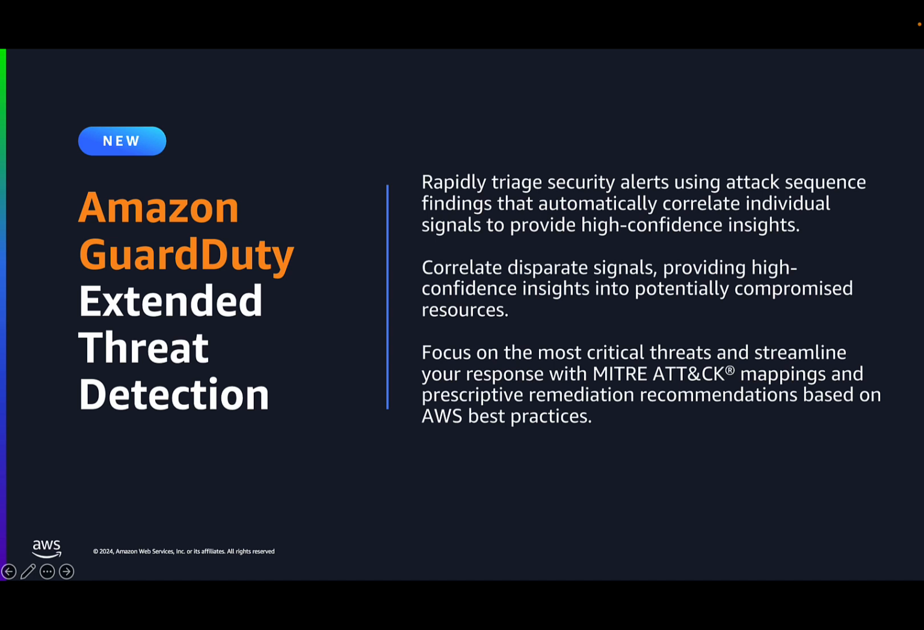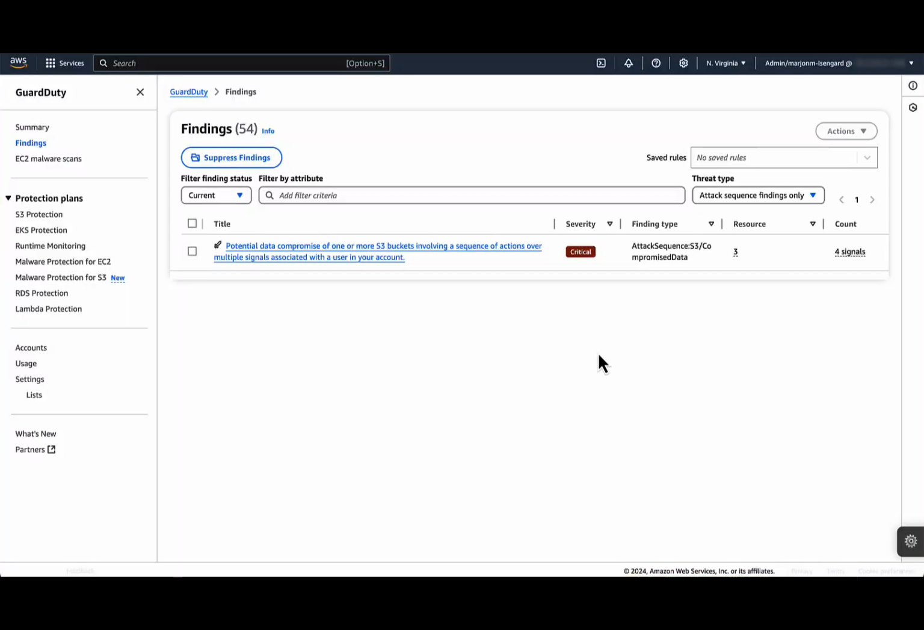Now that we have an understanding of this feature, let's jump into the console and look at one of these new findings and dig into the details. Now we're in the GuardDuty console. You can see that I've navigated to findings in the left navigation pane, and I've already filtered by threat type, attack sequence findings only. We can look at all findings, or we can specify we only want to look at attack sequence findings only. You can see that we have a finding for a potential data compromise of one or more S3 buckets involving a sequence of actions over multiple signals associated with a user in your account. The severity is critical. Like we said, these attack sequence finding severities are critical. There are 3 resources involved and 4 signals, which we'll dive into in a moment.